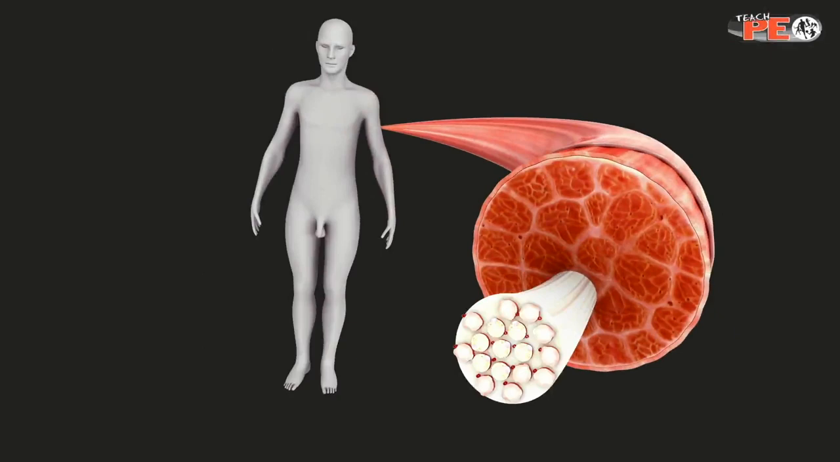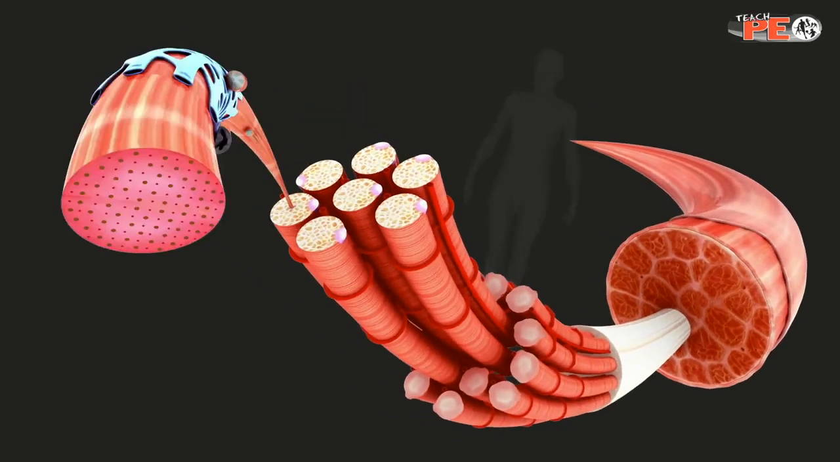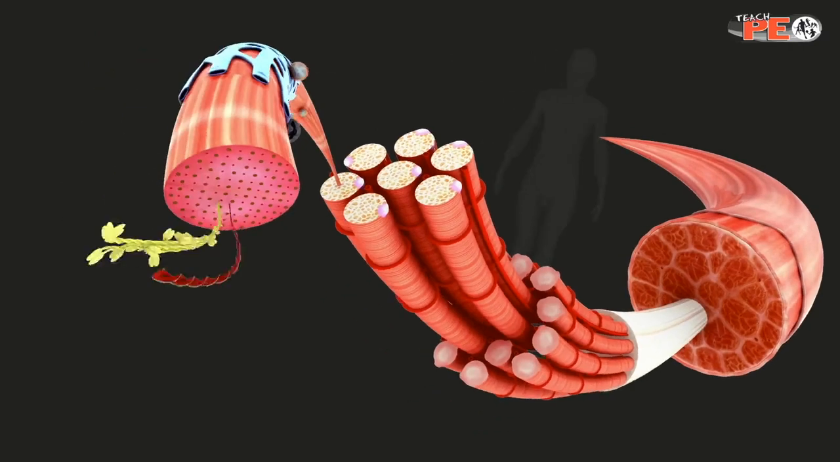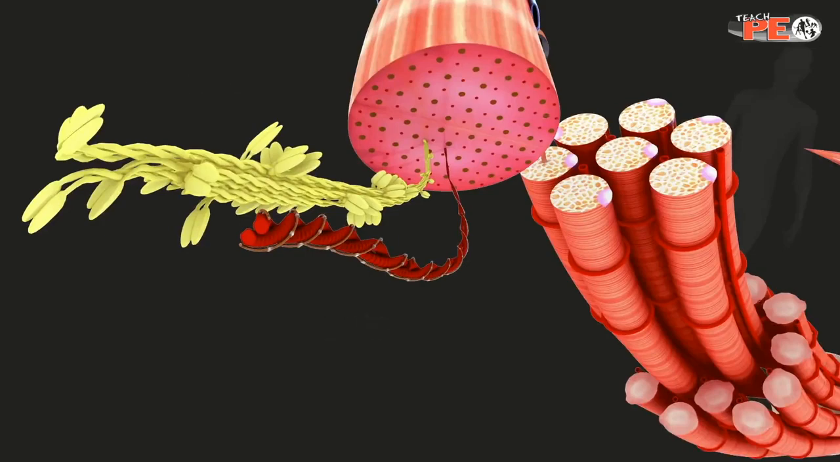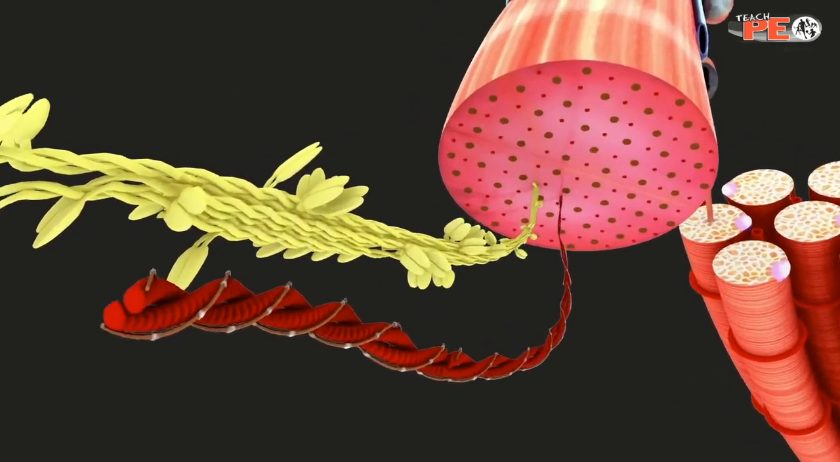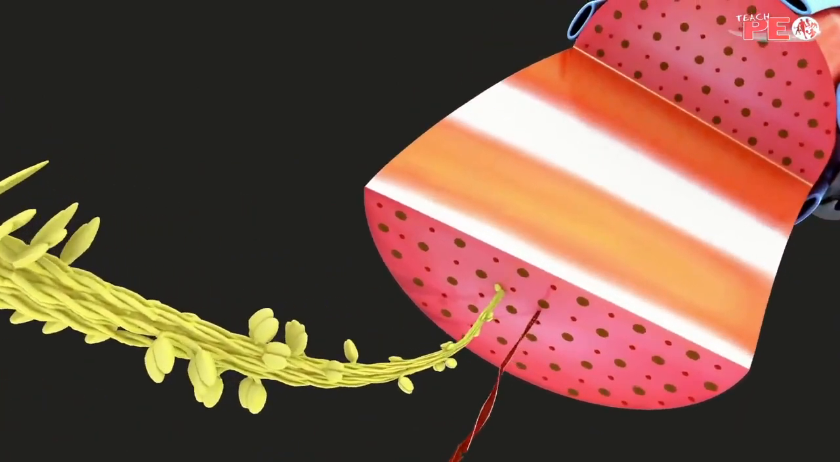Each bundle of muscle fibers contains anywhere from 10 to 100 individual fibers. Each muscle fiber itself contains cylindrical organelles known as myofibrils, which themselves are bundles of proteins called actin and myosin. Surrounding the myofibril, there is a network of tubules and channels called the sarcoplasmic reticulum, where calcium is stored.